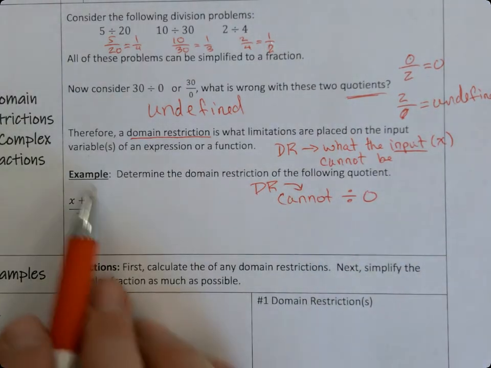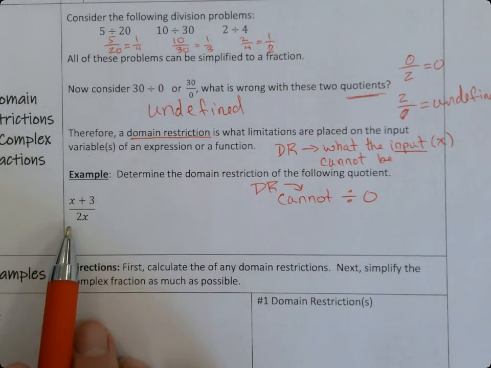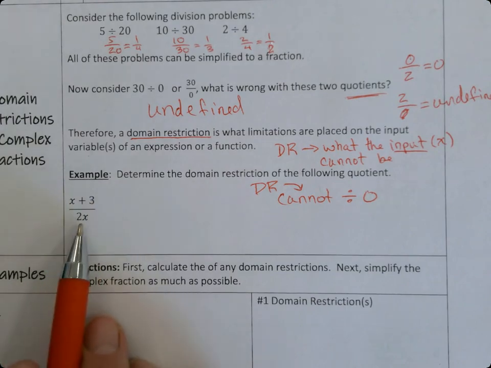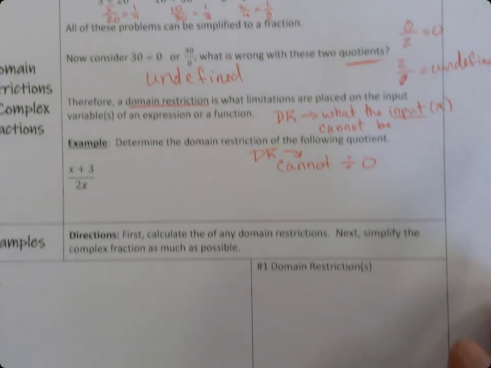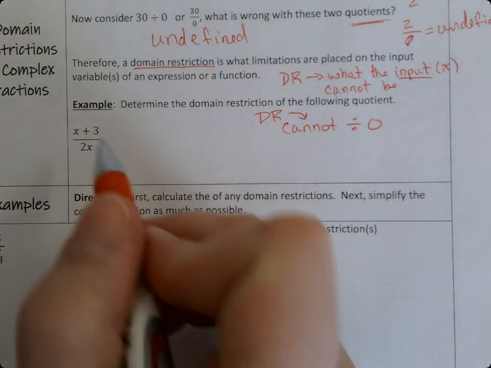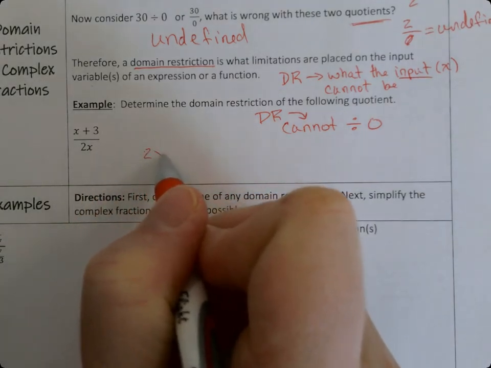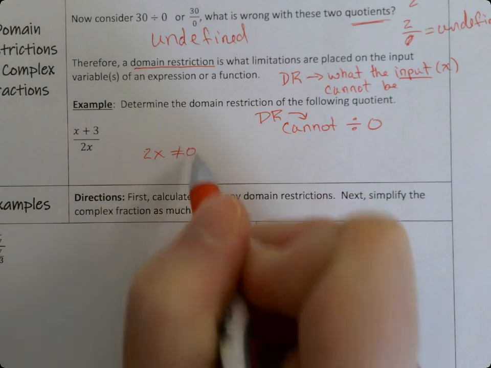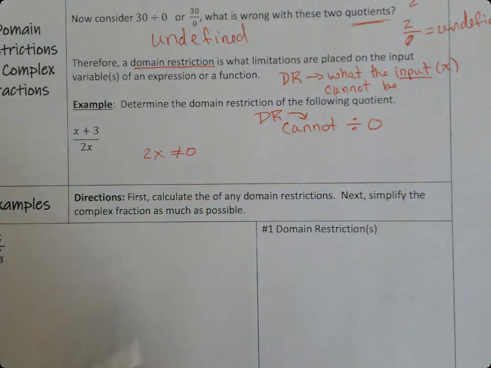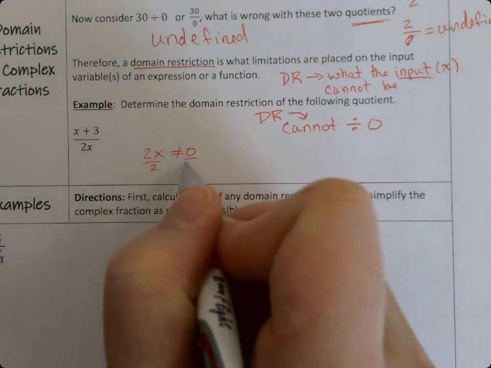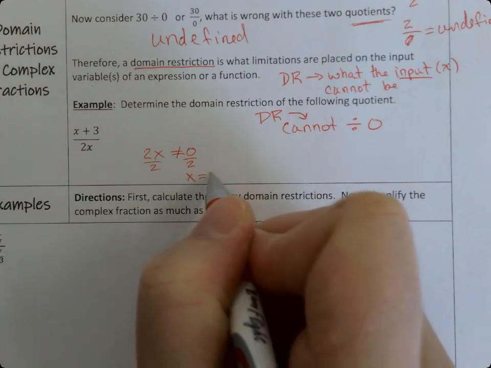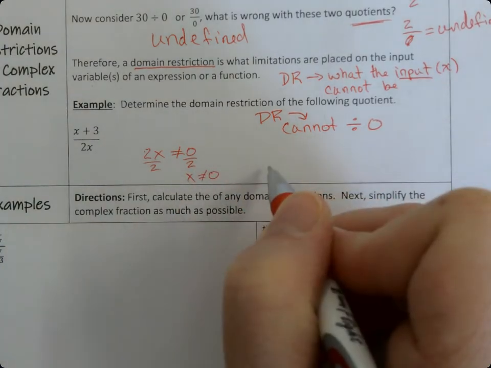So if you look at this example here, this looks like what we did yesterday. We have x plus 3 over 2x. There's nothing to factor, nothing to cancel. But my denominator, 2x, is not allowed to equal 0. So there's my cannot equal. And if I divide by 2, that means x cannot equal 0. So that is my domain restriction.